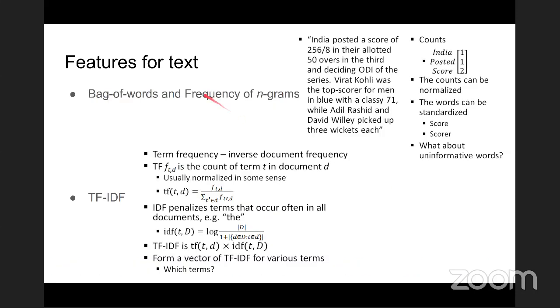Similarly, in text, there are special features. One is called a bag of words. So what that means is, let's say you have a text: India posted a score of this in the allotted overs in the third deciding test, etc.